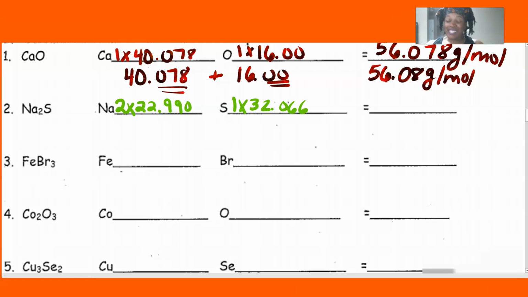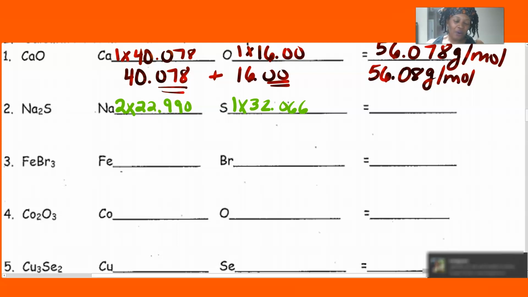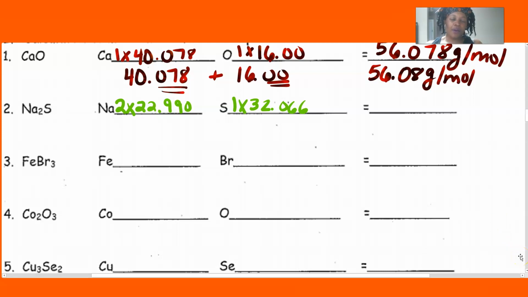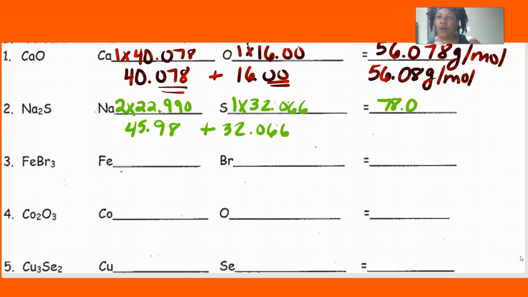So go ahead and use your handy dandy calculator for this part, okay? So what we've got here, 2 times 22.990 gives us 45.98, okay, plus 32.066. Now when I add those two together, I get 78.046. But again, ladies and gentlemen, we're going to go by the least amount of significant digits. Therefore, the least amount tells me that I'm going to have only 2 numbers after my decimal. And it becomes 78.05 grams per mole.